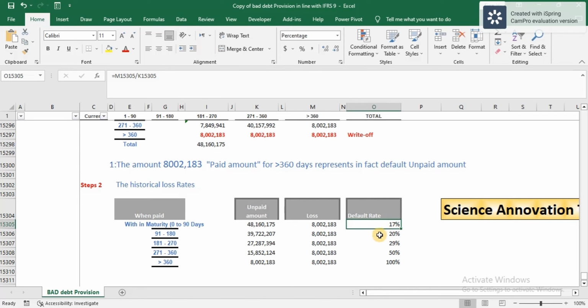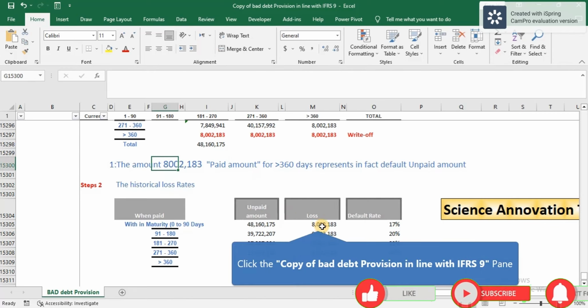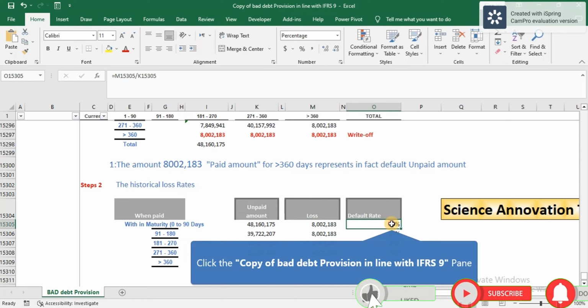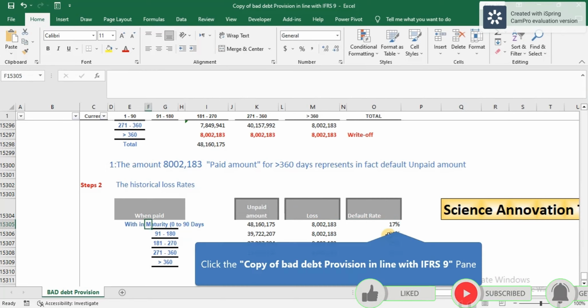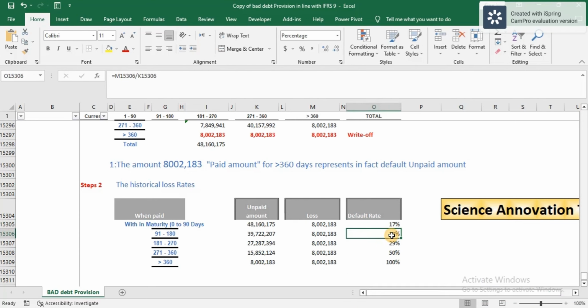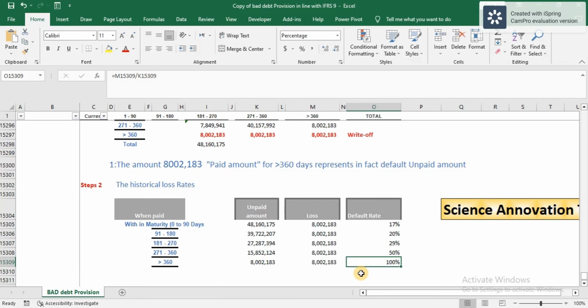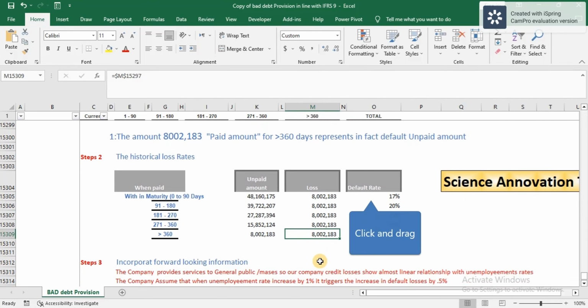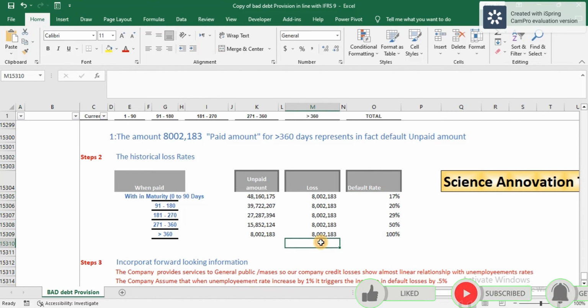For that, I am considering this default amount, and then I'll calculate its percentage in each bucket. So from 0 to 90 it is 17%, and going on is 20%, 29%, and for more than 360 I'll consider that this is 100% will be write-off. So these are my default rates which I have calculated from my historical data which I already have.